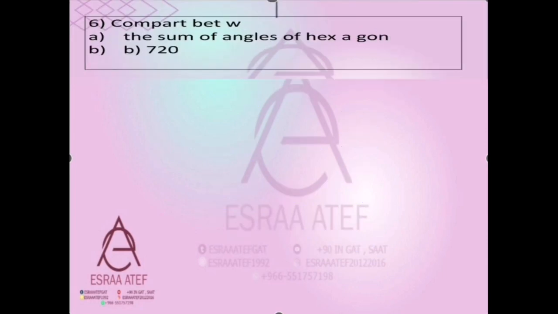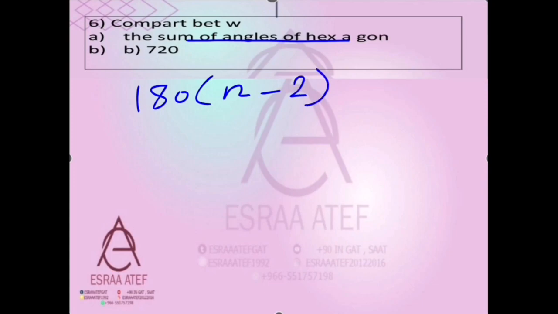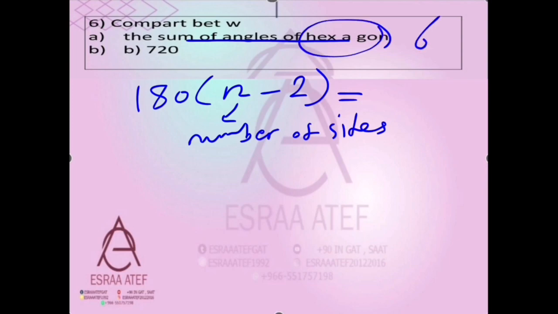Here he wants to compare the sum of angles of a hexagon and 720. We have a rule to get the sum of angles of any shape, which is 180 times n minus 2, where n is the number of sides. So we should know them. A hexagon means 6 sides.